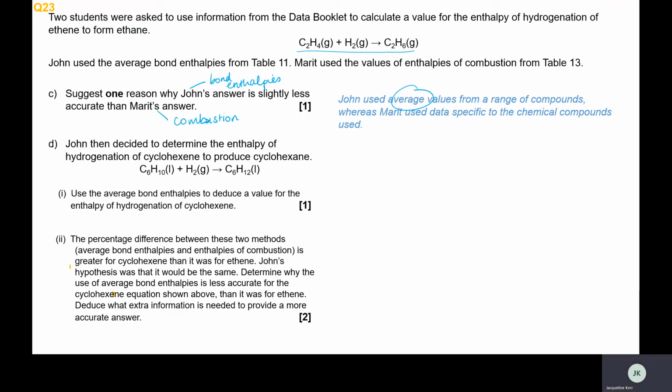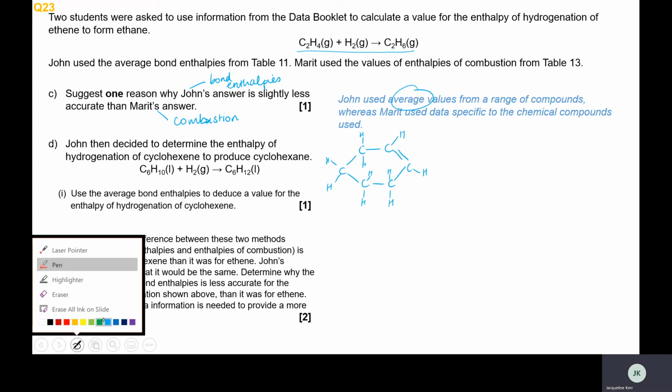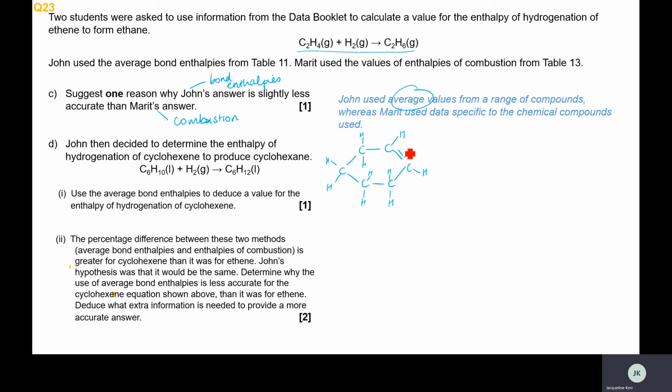Okay, next part. John decided to determine the enthalpy of hydrogenation of cyclohexene to produce cyclohexane. All right, what are those compounds? Remembering that cyclohexene, it doesn't matter which one you pick. So let's put, say, the double bond there. So that's our cyclohexene over here. And if you wanted to make that cyclohexane, you would get rid of this. So you only have a single bond and you would hydrogenate it. You would put some hydrogen in.